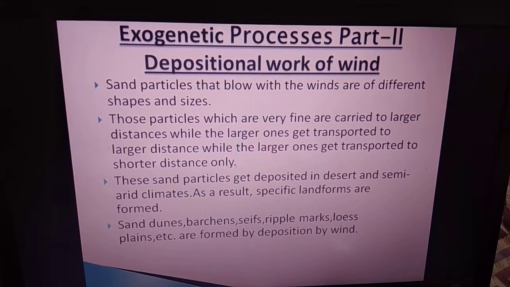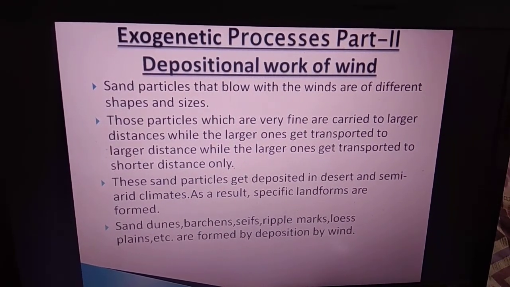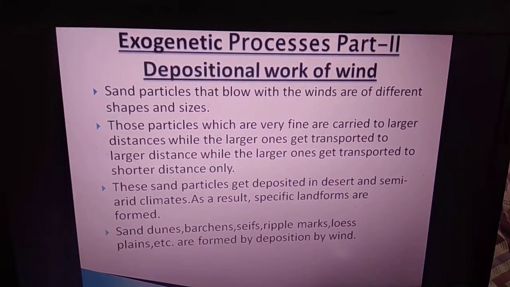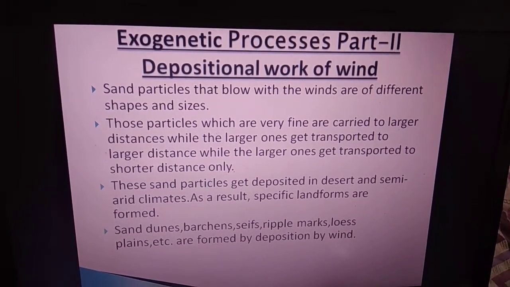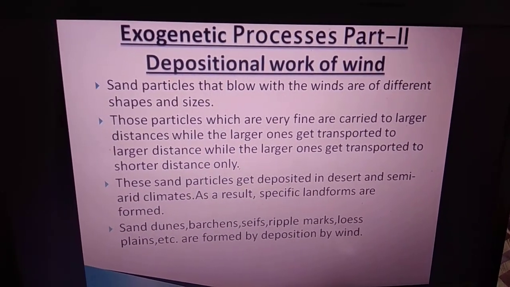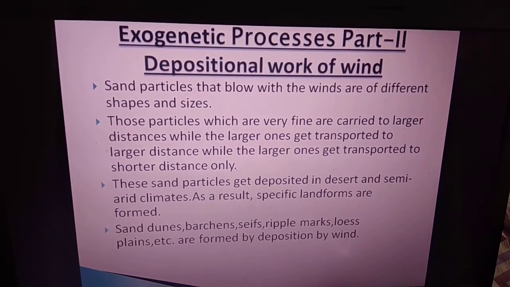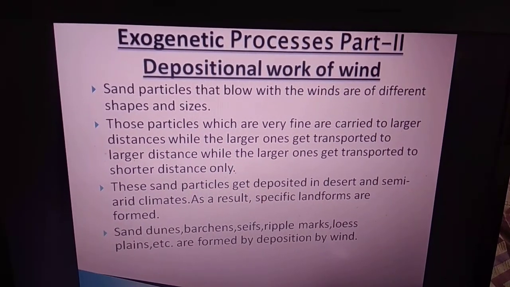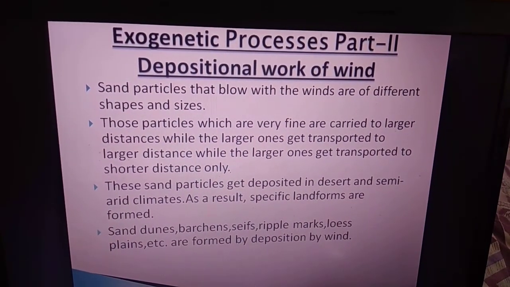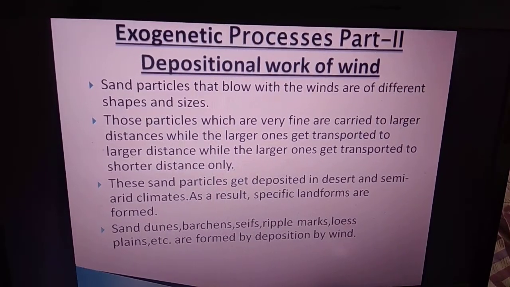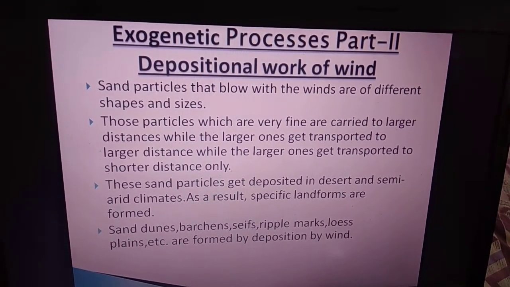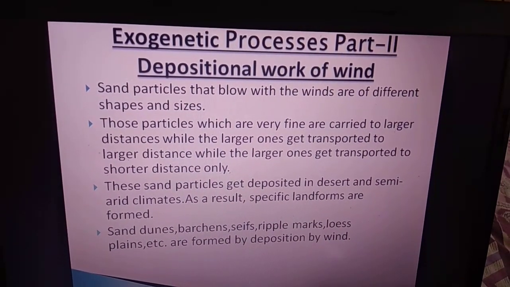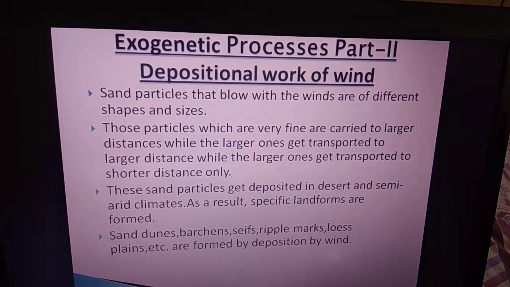As we already discussed in the slide, sand particles that blow with the wind are of different shape and size. Those particles which are very fine are carried to a larger distance, while the larger ones get transported to a shorter distance only.